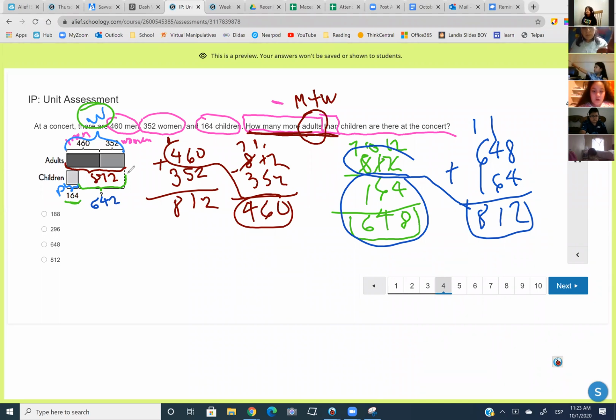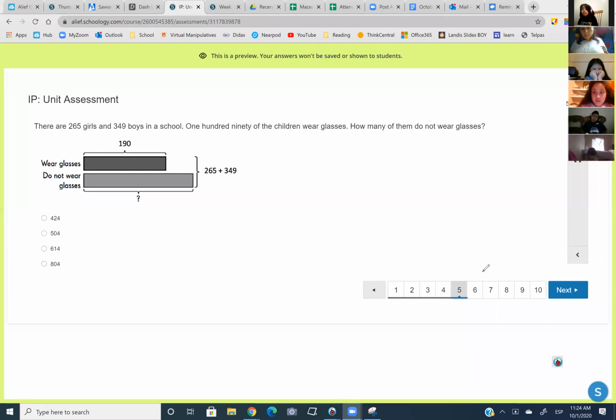Let me just grab the spotlight. 648. Now if you notice, I'm showing all my work. So one of the problems you have during the test, guys, is you are not showing work, you are not using your strategies, you are not finding the wholes, you are not finding the parts, and that's why it's making it hard for you to do your test. Now this is the last problem we're going to review together.